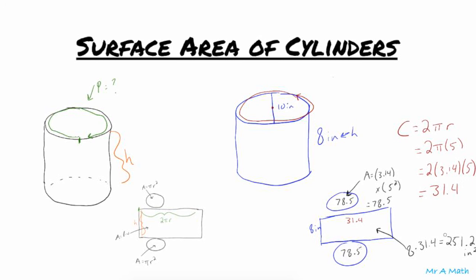So when I add up all of my areas, I get 251.2 plus 78.5 plus another 78.5. I should get a total surface area of 408.2 inches squared.